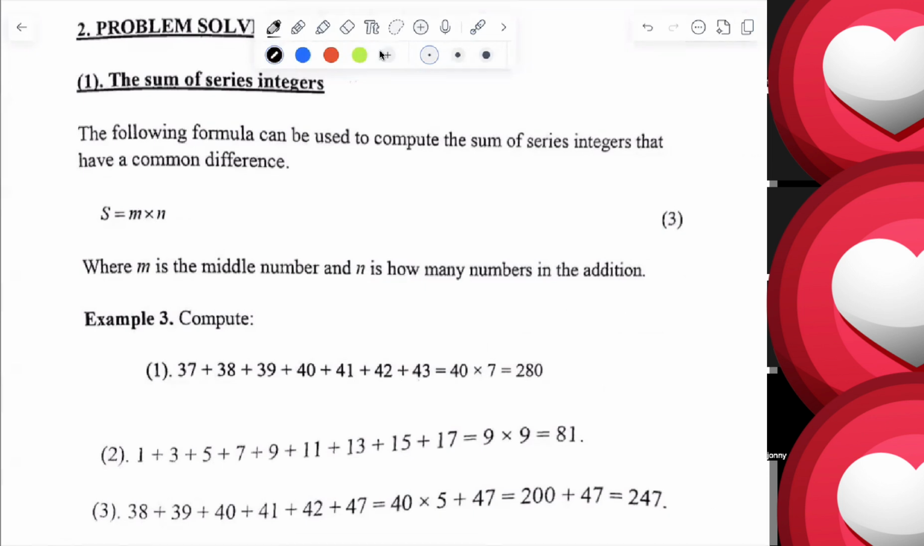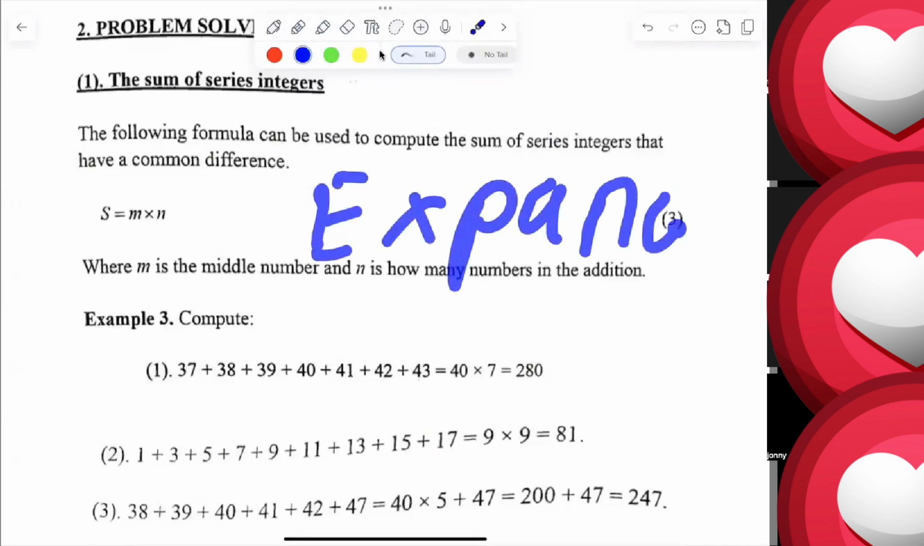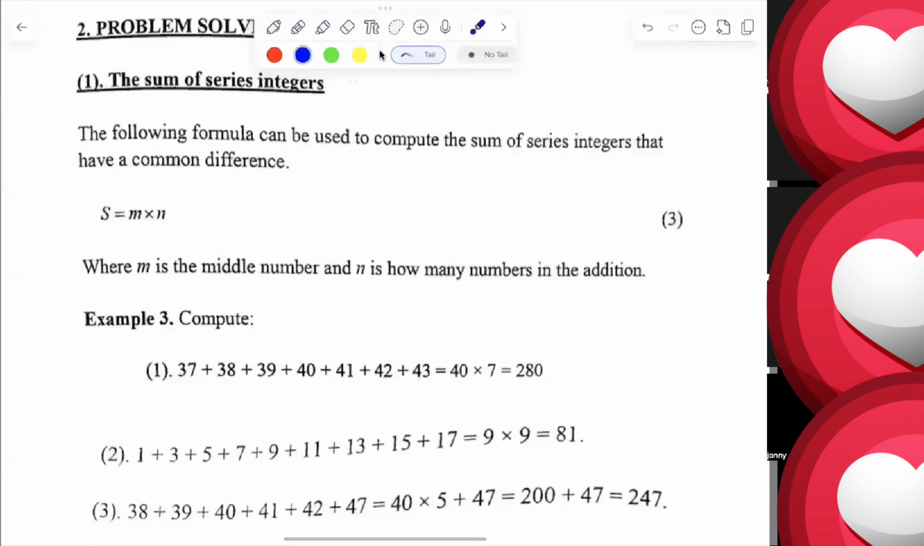But there's a problem. The middle number is just the average of all the numbers. And in this arithmetic series case, it is indeed the middle number. But to expand to just a random sequence, it doesn't necessarily have to have a common difference. It can be randomly placed, like 1, 3, 6, 9, 14, and so on. Then the middle number is just the average of all the numbers, and then we multiply by n.